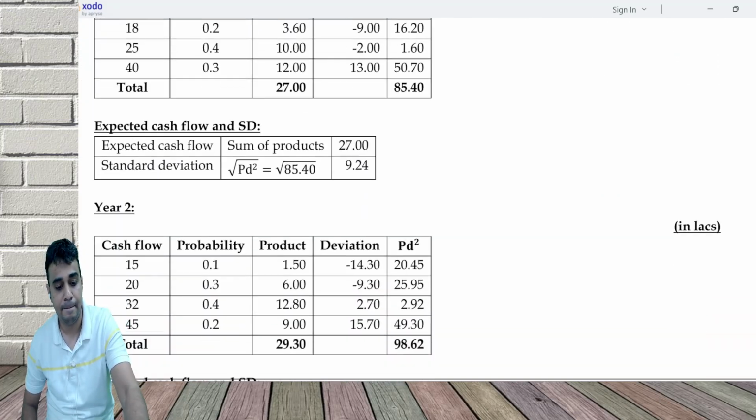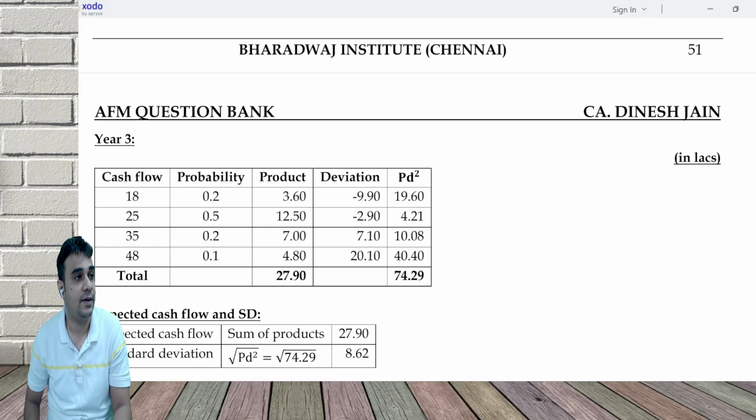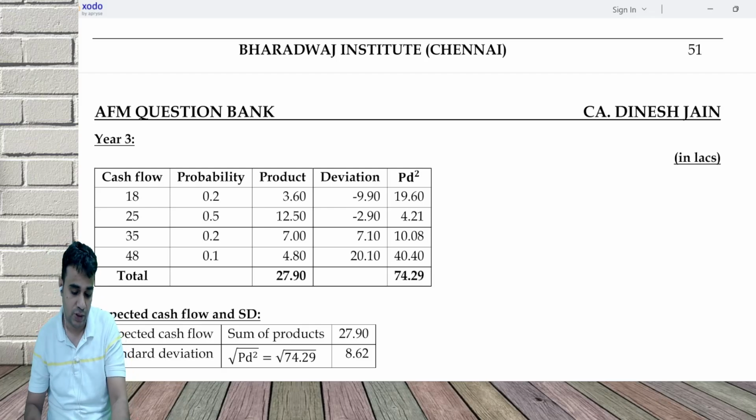Second year 29.3 and 9.93. Third year 27.9 and 8.62. Assuming you get till this, because this is the first part of the calculation. Now start along with me.